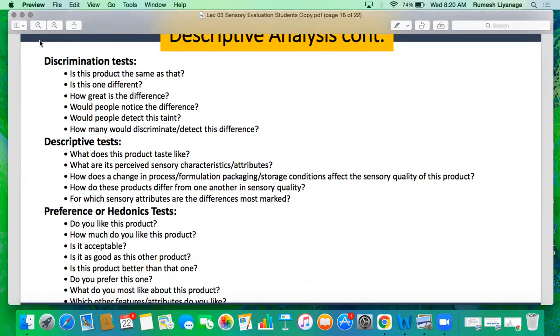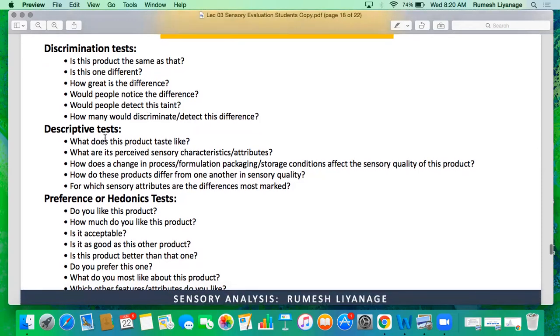When it comes to discrimination tests, we are going to ask, is this product the same as that? Is this one different? How great is the difference? Like questions. But for descriptive methods, we are going to ask, what does this product taste like? What are its perceived sensory characteristics? How does change in process affect it? How do these products differ from one another in sensory quality? You have to understand the difference between these questions.